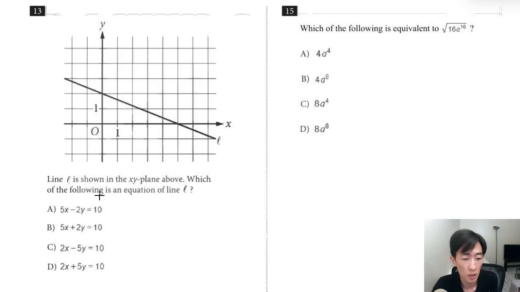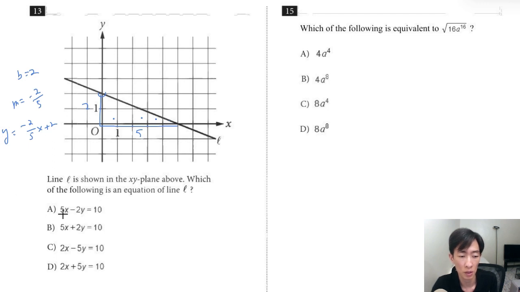Question 13, line L is shown in the plane. Which of the following is an equation of line L? All right, so obviously the easiest thing to do is figure out what the equation is just by looking at it. We know the y-intercept is 2, and we know the slope, rise over run, 2 over 1, 2, 3, 4, 5 boxes. So slope is 2/5, negative because it's tilting that way. Y-intercept is 2, so it's going to be y equals negative 2/5 x plus 2. We probably don't have to go that far.